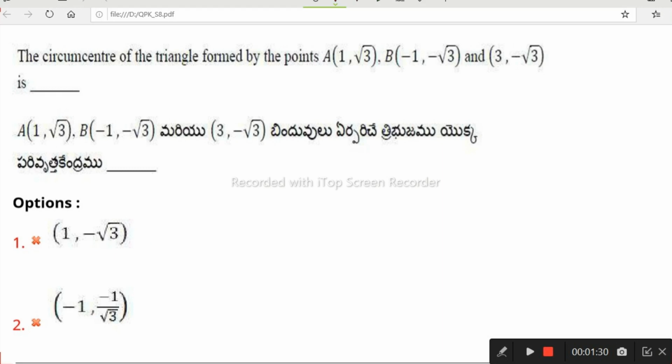The circumcenter of the triangle formed by the points A, B, C, 3 points are given. We can take the third point as C. To find the circumcenter of the triangle, first we have to recognize what type of triangle this is. We can observe which type of triangle is formed, whether an equilateral triangle or a right angle triangle, like that we have to check. For the type of the triangle we have to recognize the distances.